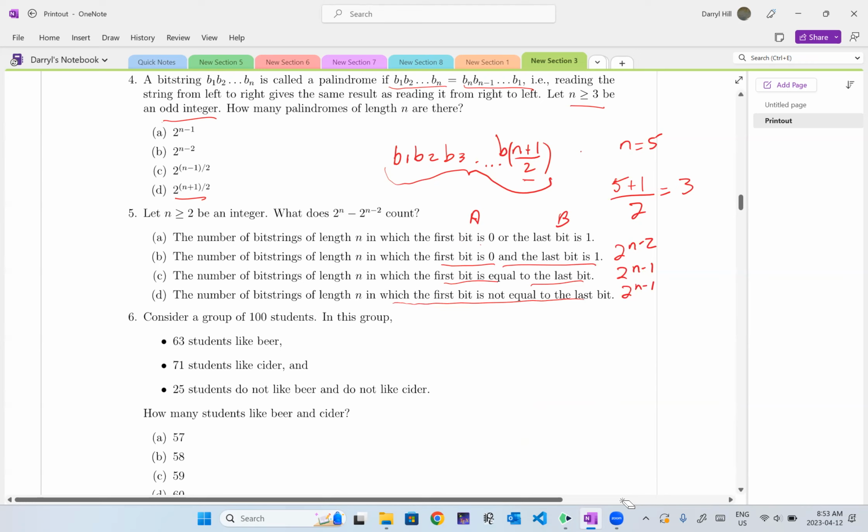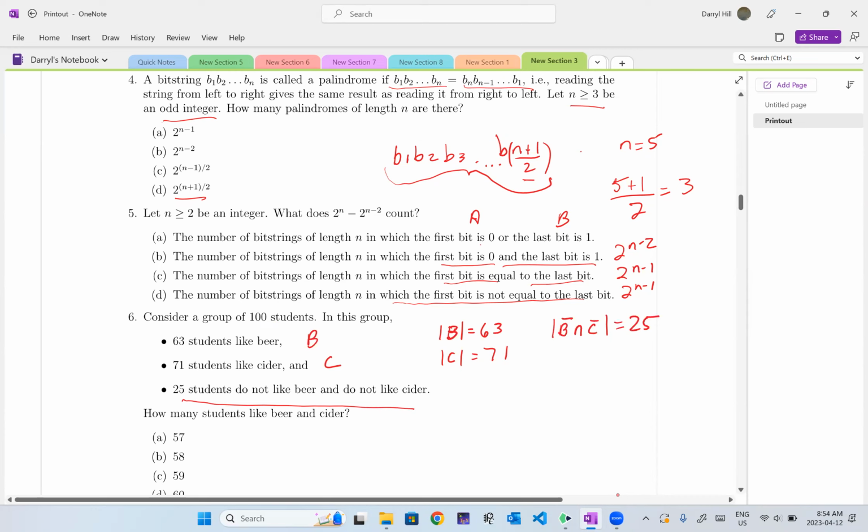There are 100 students in this group. 63 students like beer, we'll call that B. 71 students like cider, we'll call that C. 25 do not like beer and do not like cider. So we know the size of B is 63, the size of C is 71, and we know that not B and not C is 25. And we have 100 students total.